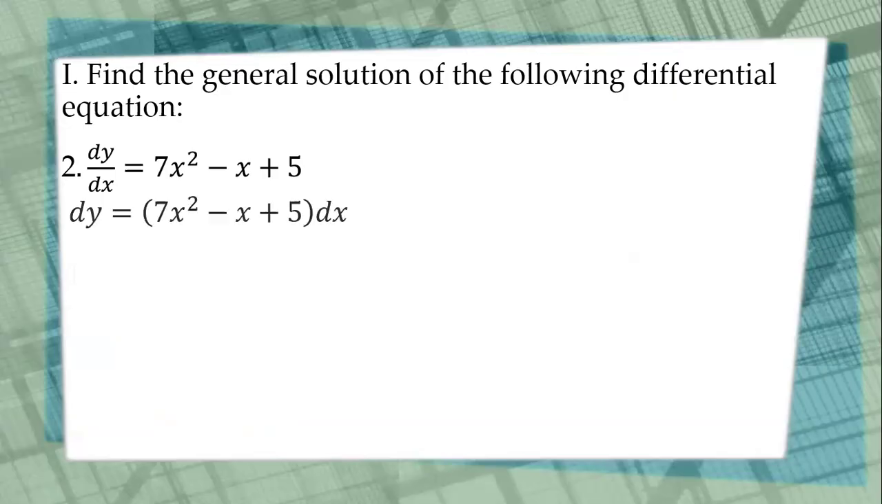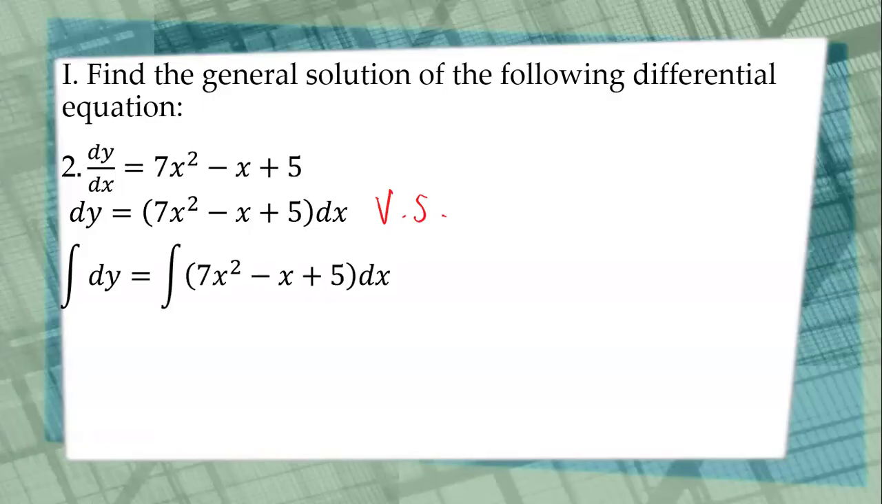Any question? Let's move now to the second item. Let's have dy over dx is equal to 7x squared minus x plus 5. Again, we apply cross multiplication. Simply put dx on that side. So this is now a variable separable. So it means we can now integrate the left side and integrate the right side of the equation.